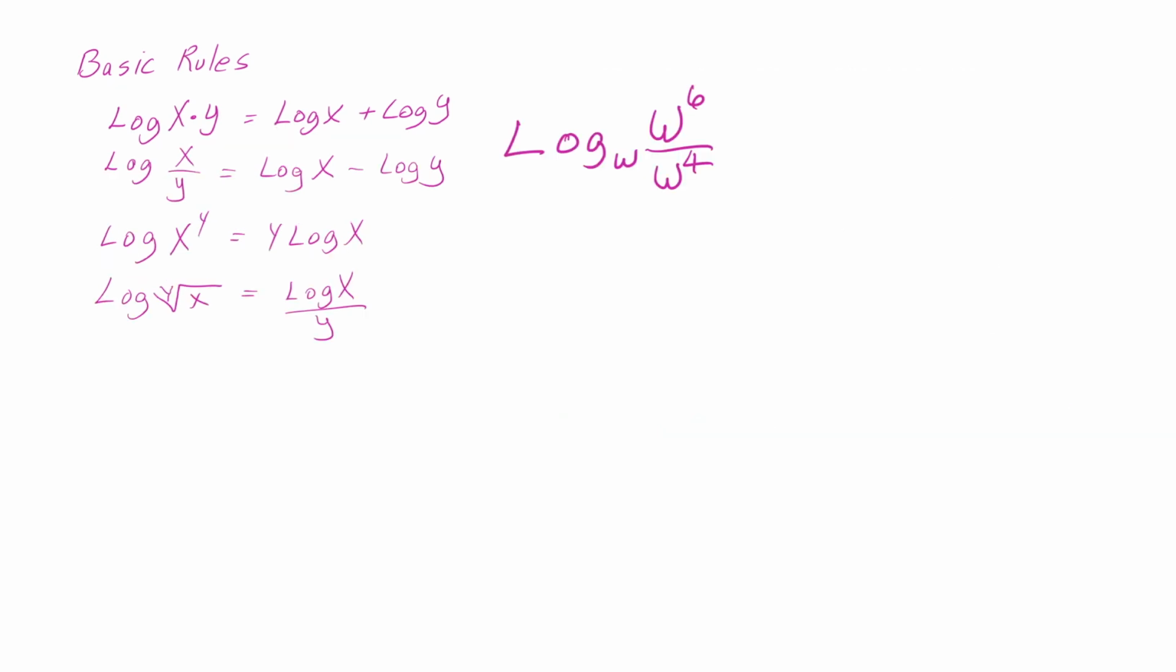In our next example, what we have is the log to the base w, whatever our base is, of that same number to the 6th power divided by that same number to the 4th power. So since they're divided, we're going to use the subtraction rule and get log to the base w of w to the 6th minus log to the base w of w to the 4th power.